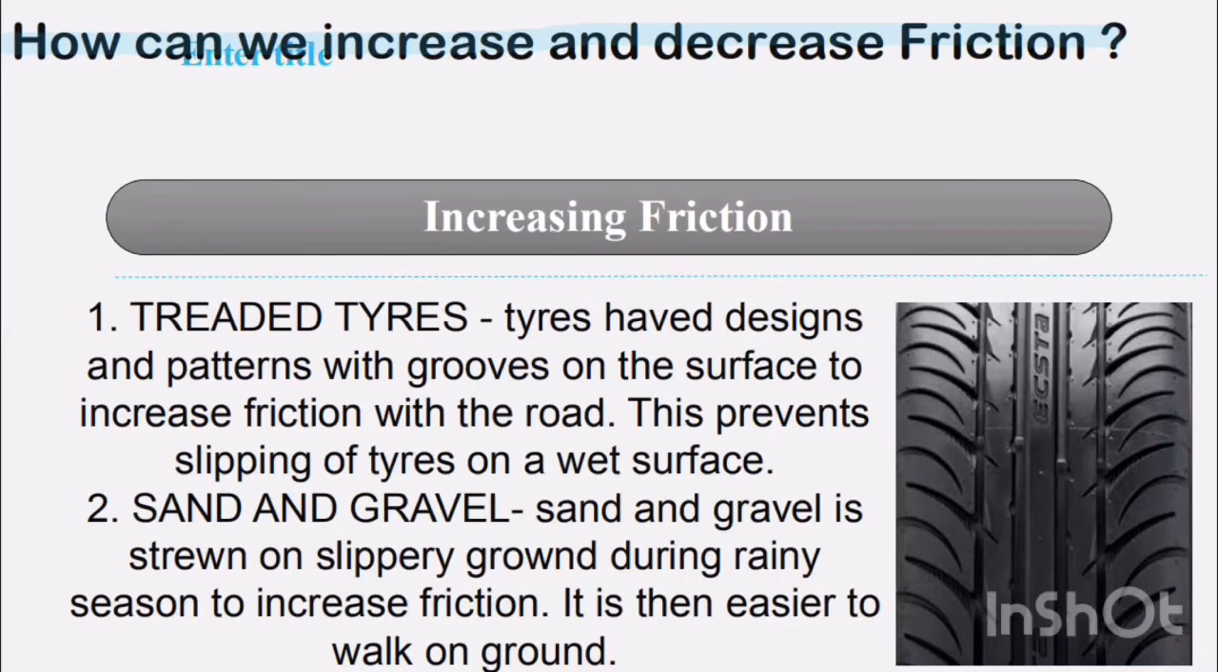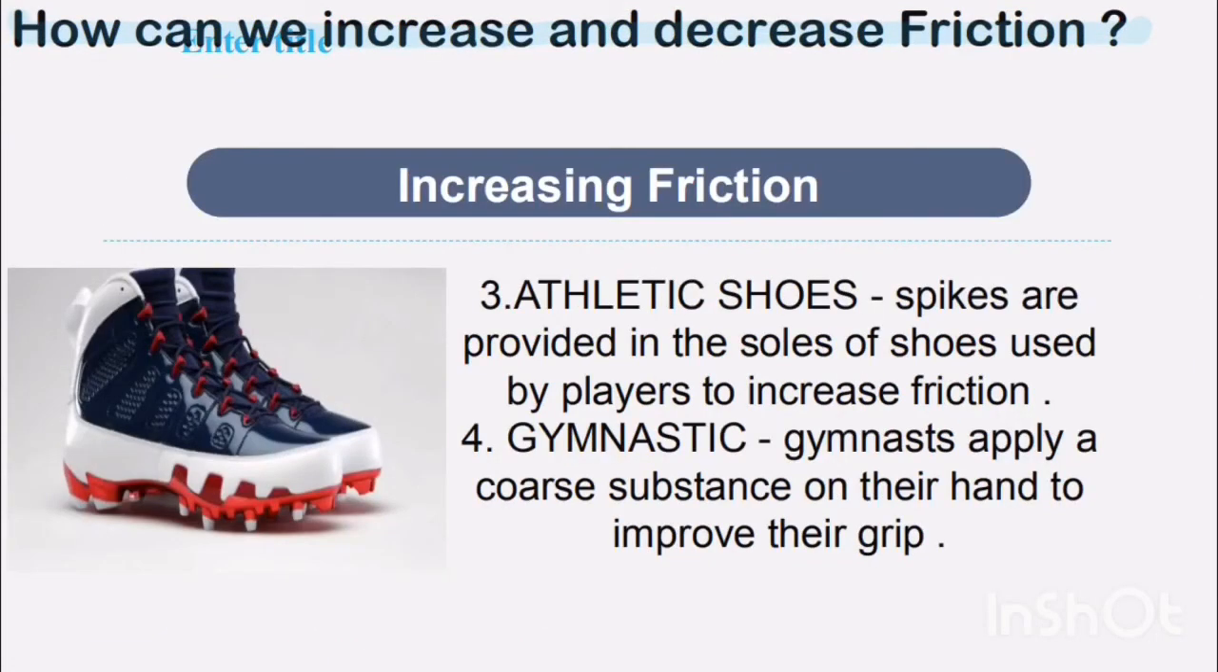Second, sand and gravel. Sand and gravel is strewn on slippery ground during rainy season to increase friction. It is then easier to walk on the ground, because it is very difficult to walk in water, because the friction is very less and there are chances that we might slip. Third, athletic shoes. Spikes are provided in the soles of shoes used by players to increase friction, so that they get a firm grip on the ground. Fourth, gymnastics. Gymnasts apply a coarse substance on their hands to improve their grip.